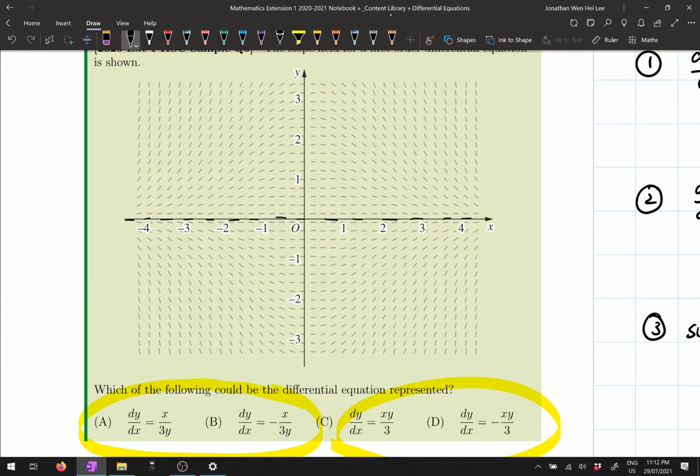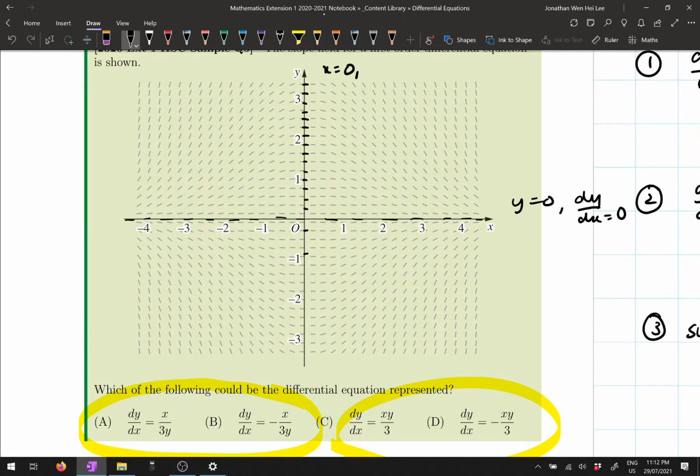Here, the x-axis is where y is equal to 0, and dy on dx is equal to 0. So our differential when y is equal to 0 is equal to 0. The second thing I also notice is that if I go towards the y-axis, the dashes get closer and closer to being horizontal as well. So the trend is they get more horizontal as we get towards x equals 0.